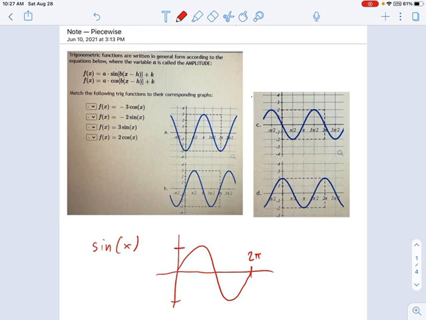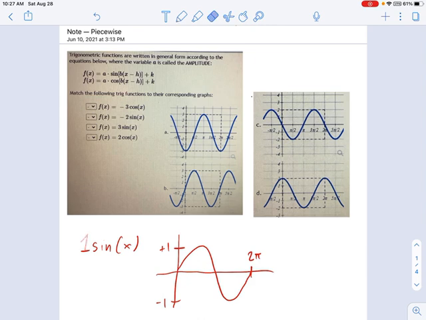The parent function goes as high as 1 and as low as -1. Okay, and what that means is it's been multiplied by the number 1. It has an amplitude of 1. These guys have been multiplied by something else. And you can see our choices right here are multiplied by 3, 2, -3, -2. Okay, and some of them are cosines, some of them are sines.